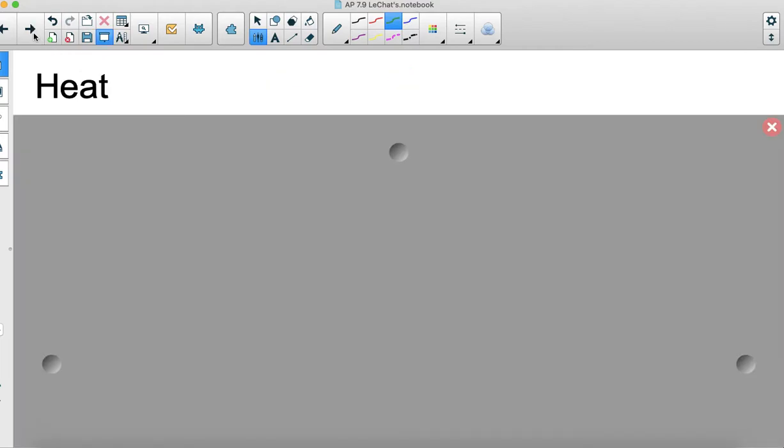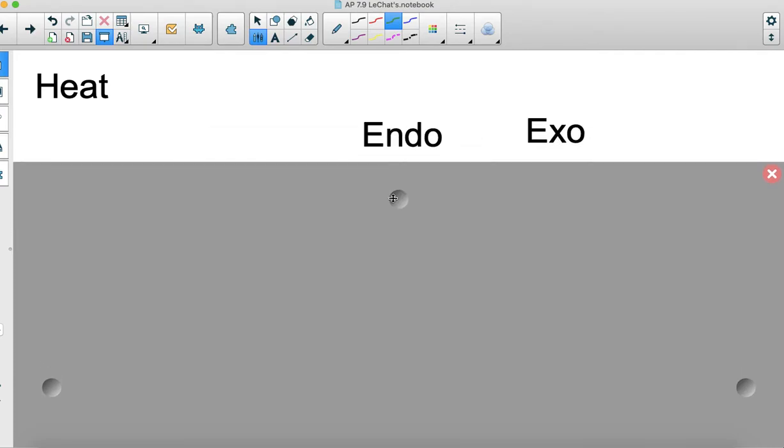Heat. One of the other ways you can disrupt a system that's at equilibrium is by changing the temperature. How the reaction is going to respond depends on whether it is endothermic or exothermic.